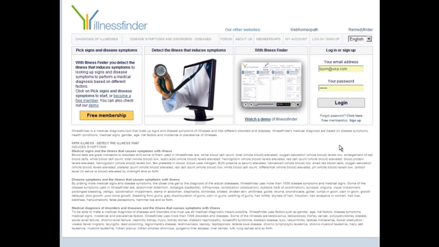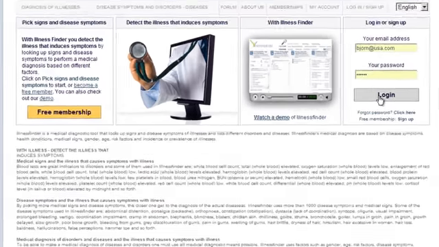So to start with, you have to enter the system. You have three options. First, you can just log in as an already signed up member. Second, you can just sign up as a free member. Third, you can click on diagnosis of illnesses and you are able to have a short overview of how it looks like. I would just log in.